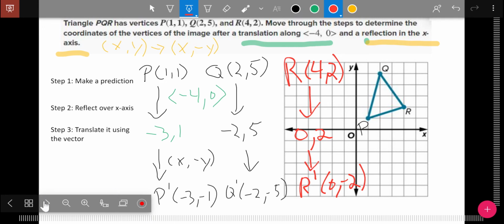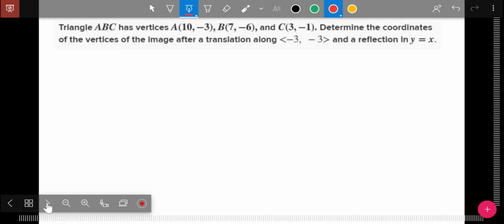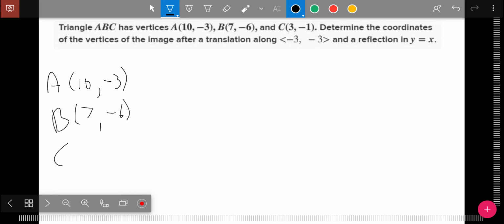I'm sorry, a composition of transformations has occurred. So let's look at this now. We have a triangle ABC. The first thing I want to do is tell myself the points. A is (10, -3). B is (7, -6). And C is (3, -1).